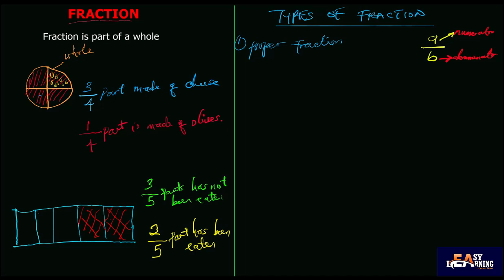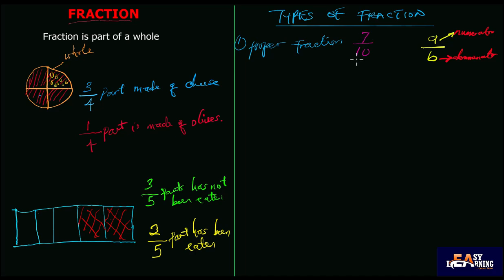We could have something like 7 over 10. Why is it proper? Because 7 is smaller than 10, meaning 10 here can comfortably carry 7. So that is a proper fraction.